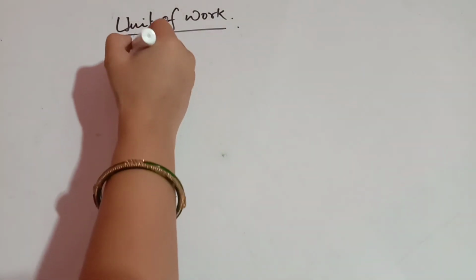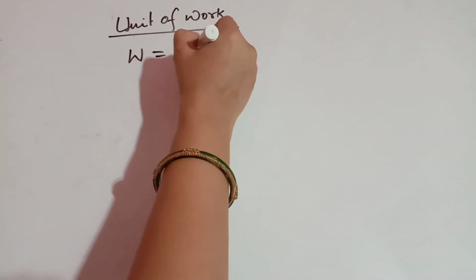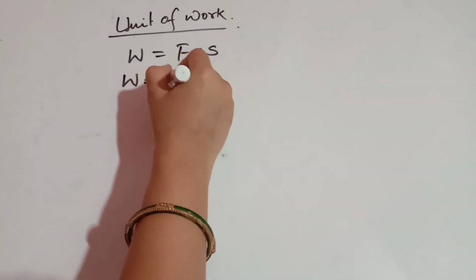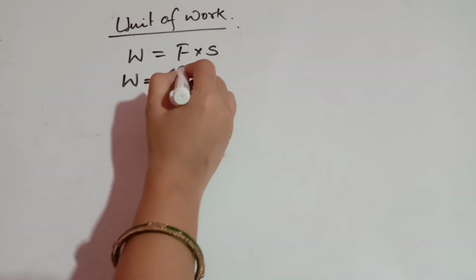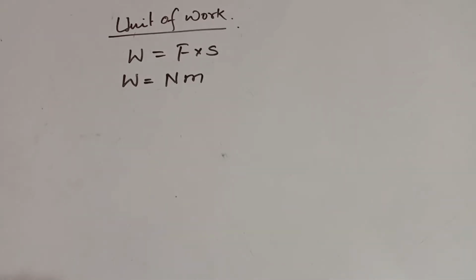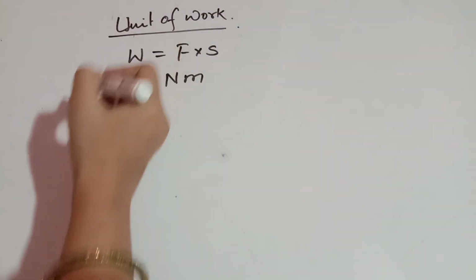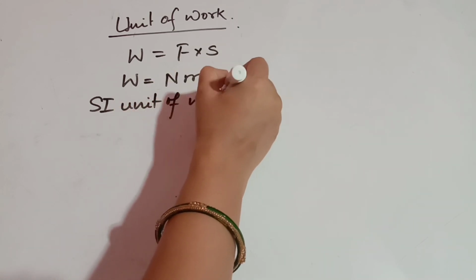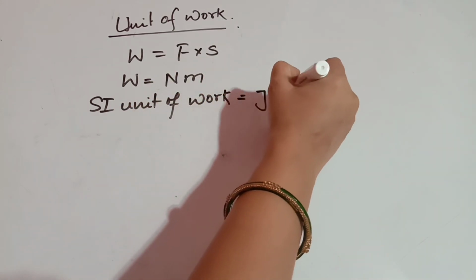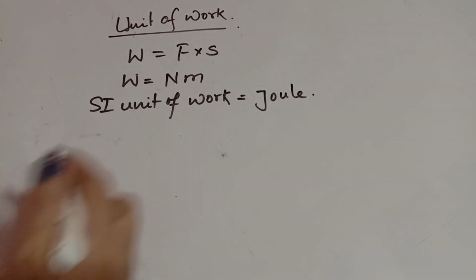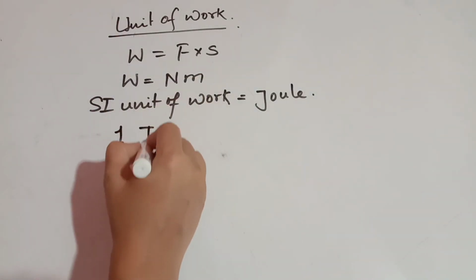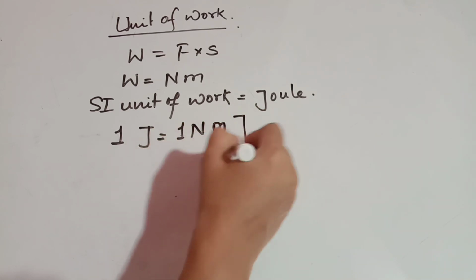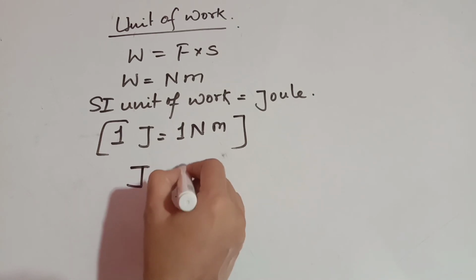Now let us discuss the unit of work. By the formula W is equal to F into S, you just write the unit of force. What is the unit of force? Newton. And what is the unit of displacement? Meter. So it should be written Newton meter. But the SI unit of work is joule, which we represent by capital J. So we can write that 1 joule is equal to 1 Newton meter.